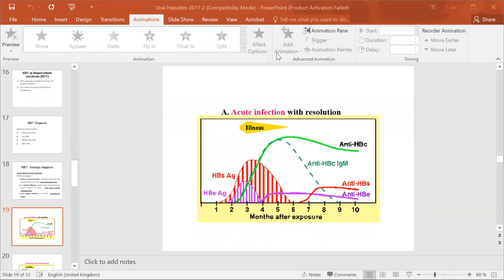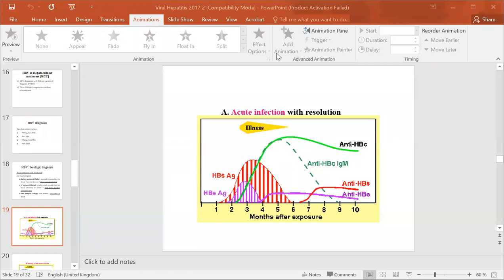Which antigen doesn't show in the blood? Core antigen doesn't show in the blood. Hepatitis B core antigen doesn't show in blood. Please take note of that. Somebody's asking, what does hepatitis B E stand for? It stands for hepatitis E antigen. This is hepatitis, this is E, and then antigen. Right? Did you get it, Kelsey?